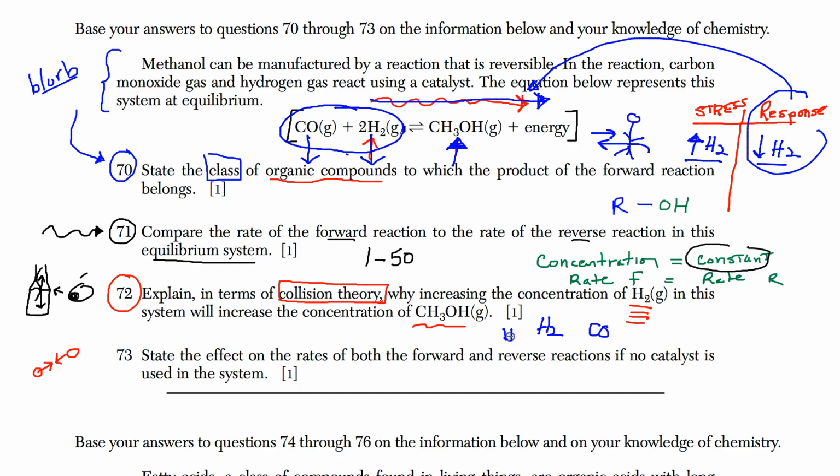Why? Because there's more of these molecules. Increasing the amount of H2 will increase the number of collisions of H2 with CO, and therefore it'll make the forward reaction go faster and produce more of the product. Let's get that to the paper, but always remember how to explain it in exactly the way you want to.